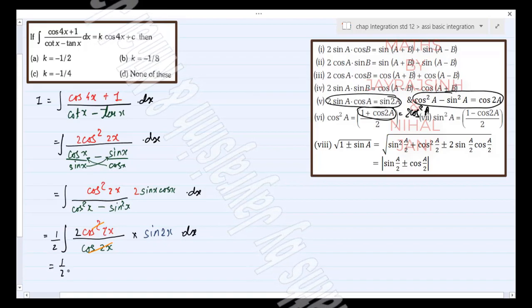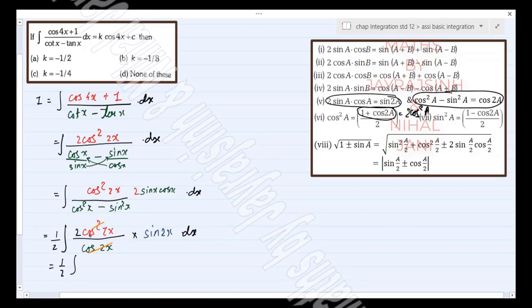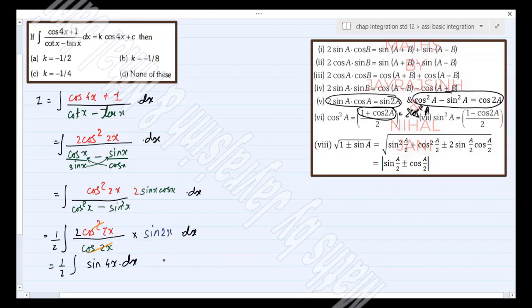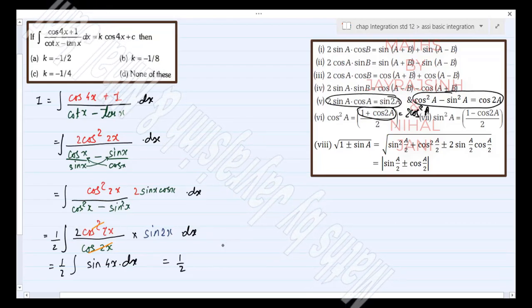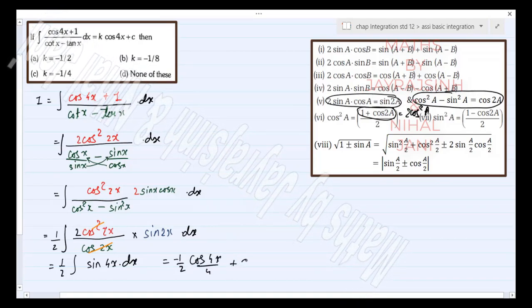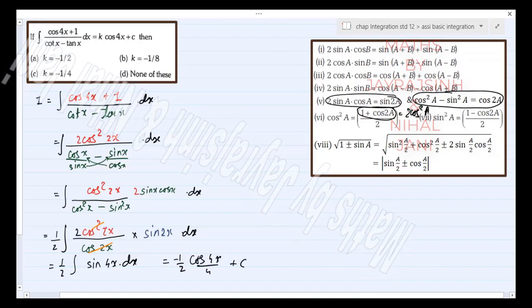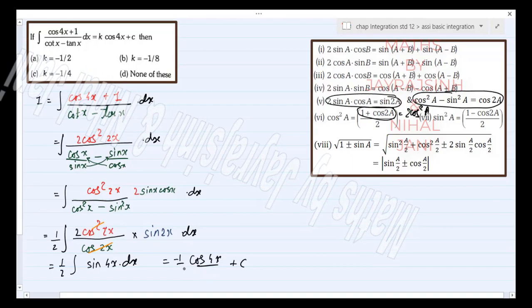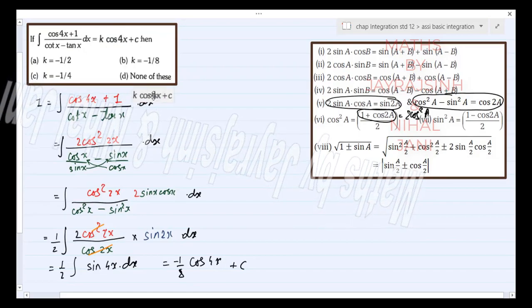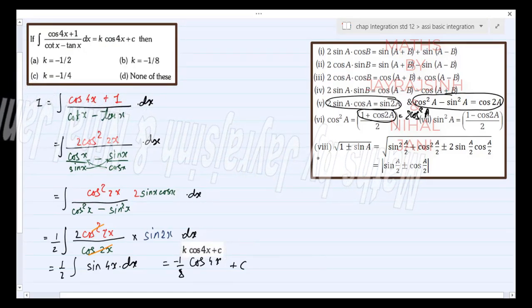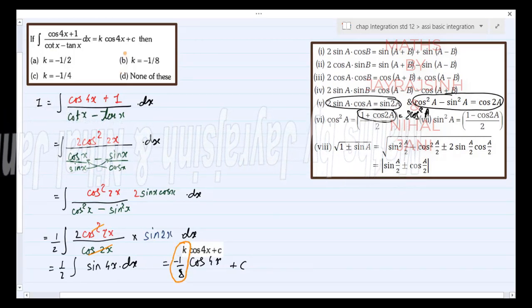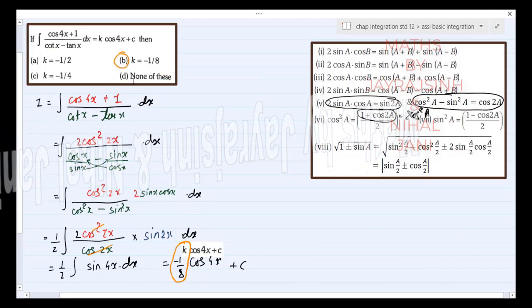So here we'll get 1 by 2 of integration of sine double the angle, or we can say 4x dx. So here we just have to integrate sine 4x, which is simply minus cos 4x upon 4 plus c, or we can say minus 1 by 8 cos 4x plus c. Now let's compare this answer with the given right hand side, and you can say your k is simply minus 1 by 8, which is given in option B. Ta-da!